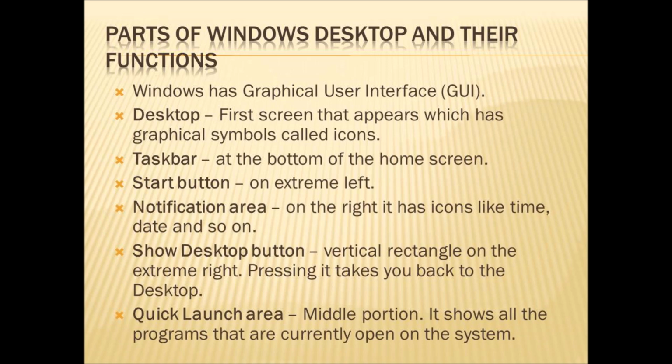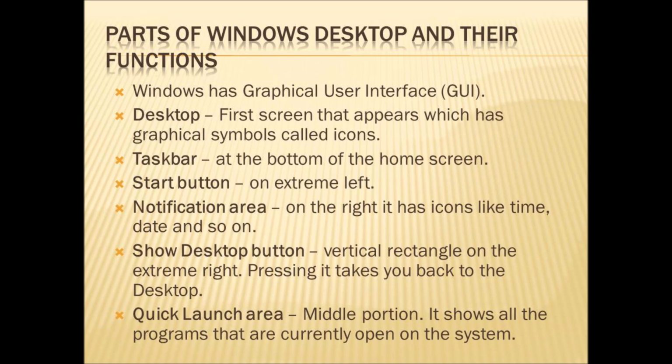The next part is the taskbar. It will be present at the bottom of the desktop. The desktop is called the home screen. At the bottom of the desktop, there will be the taskbar. The taskbar consists of the start button, notification area, show desktop button and quick launch area. These four will be available in the taskbar.